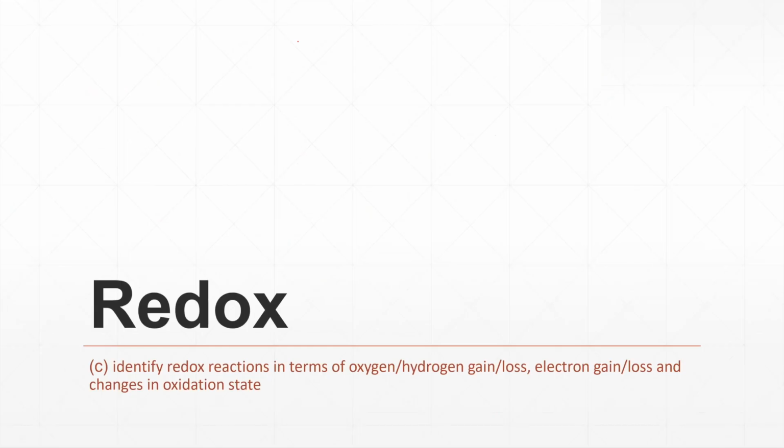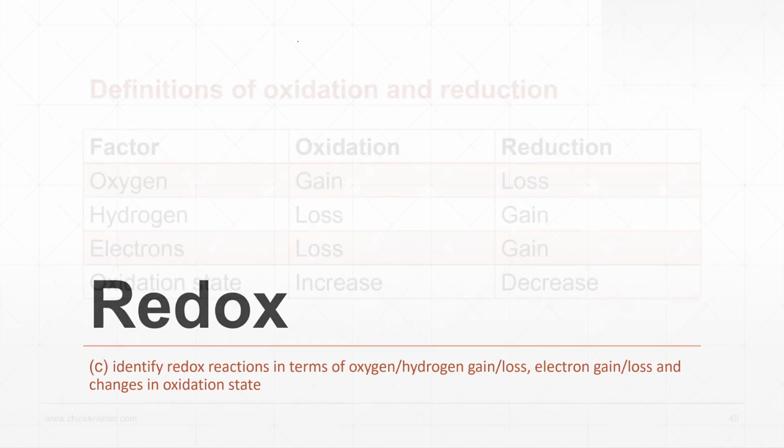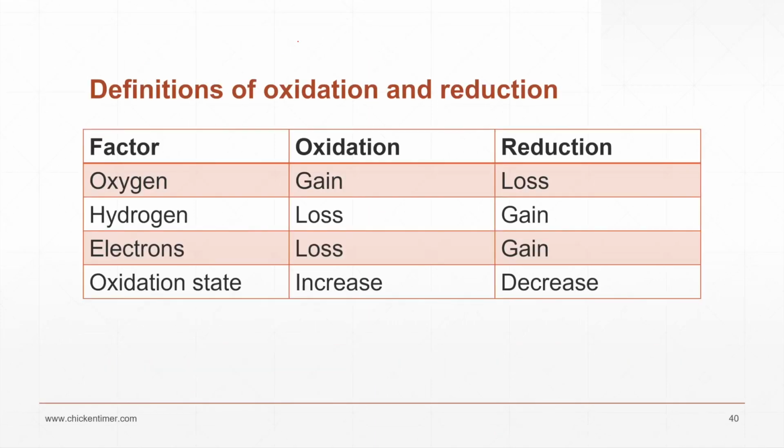So this is the one where you need to identify whether there's redox or no redox, in terms of all the different elements and different definitions. So this is the summary. In terms of oxygen, oxidation means gain in oxygen, loss is reduction.